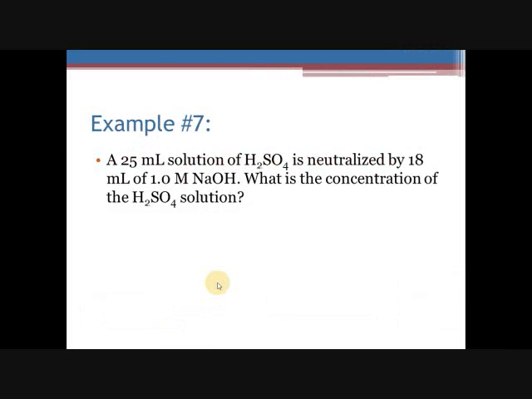So for example 7, we're going to do a calculation that will be very similar to what we do with our last lab activity when we actually get to use the burettes and do a titration, where we have to remember that the moles of the H plus are equal to the moles of the OH minus. Okay, that's going to help us out immensely.